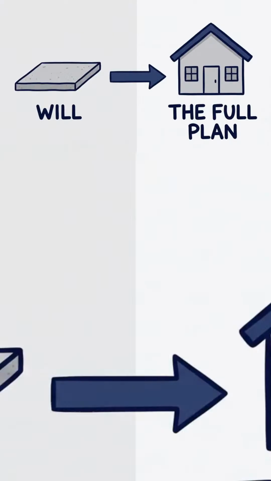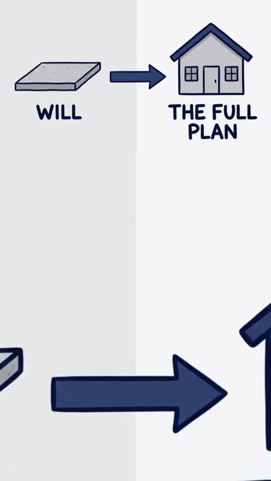So by now you might be thinking, fine, I'll get a will. And you should. But here's the honest truth. A will is the foundation, not the whole house. A will does 3 essential things. It names your executor, it names a guardian for your kids, and it says who gets your assets. It's one of the most important documents you'll ever sign.